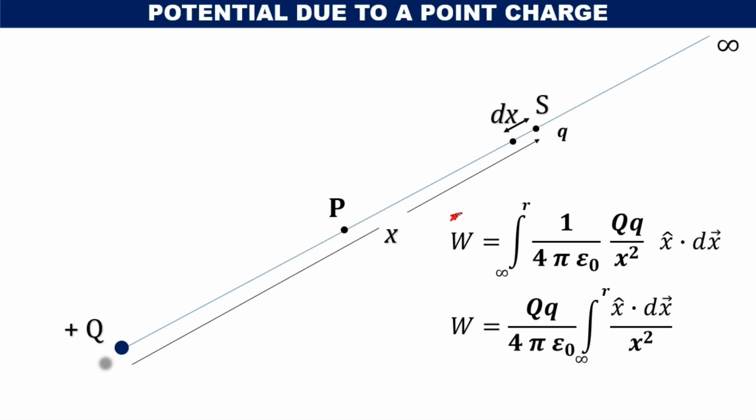We can see that the direction of the unit vector x cap will be showing the direction of the electric field. That means for a positive charge, the electric field is always away from the positive charge.